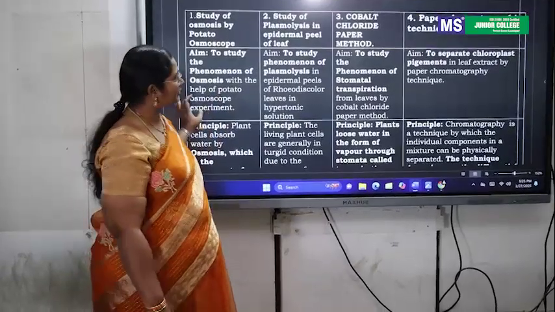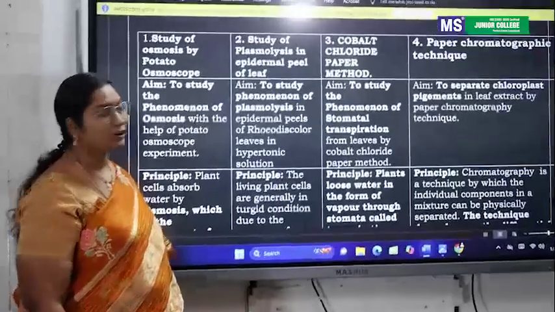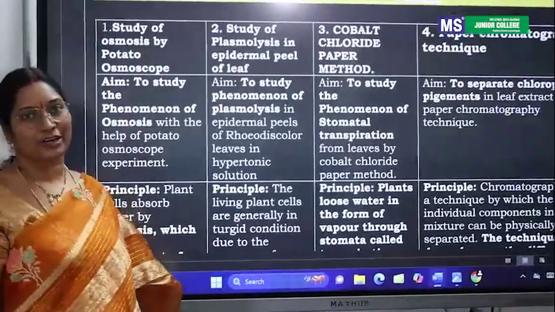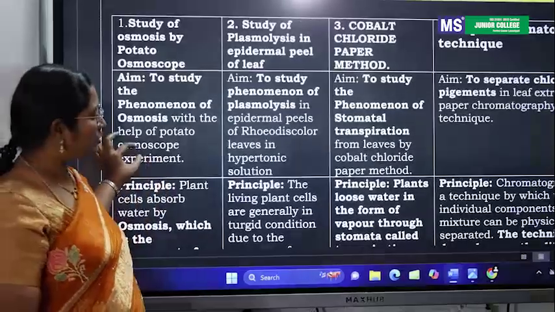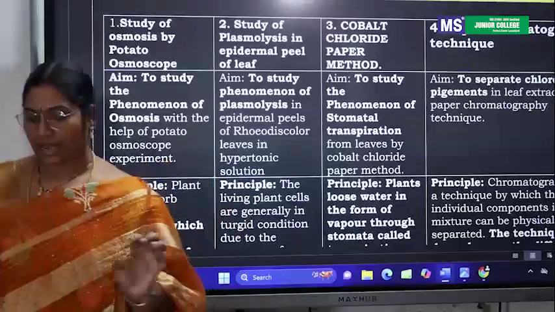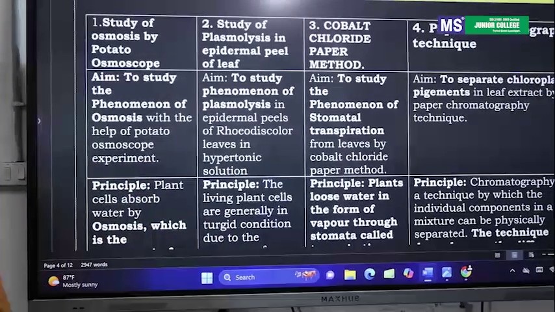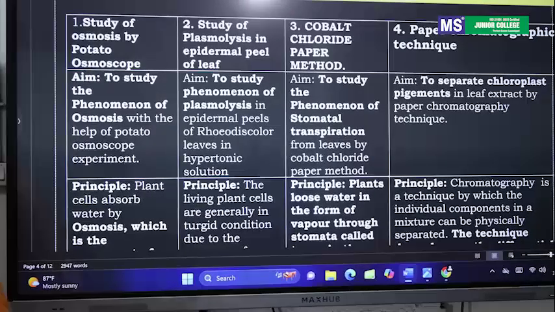Third experiment, cobalt chloride method in order to find out the transpiration by leaf stomata. Whatever the thing I have, I am going to explain to you.